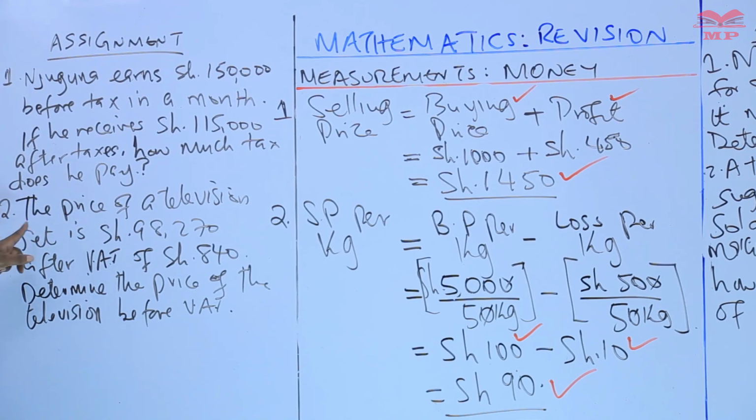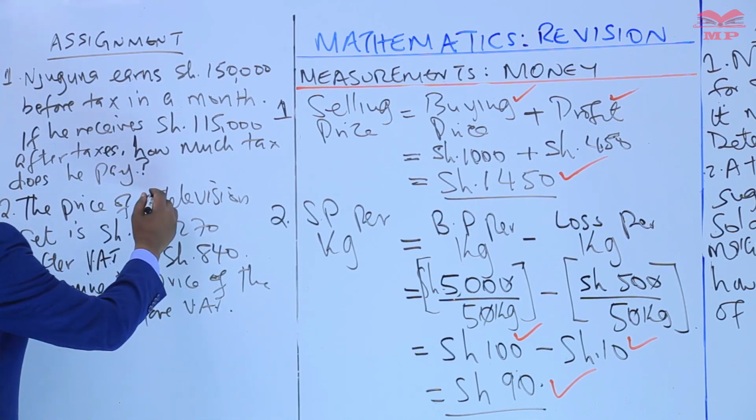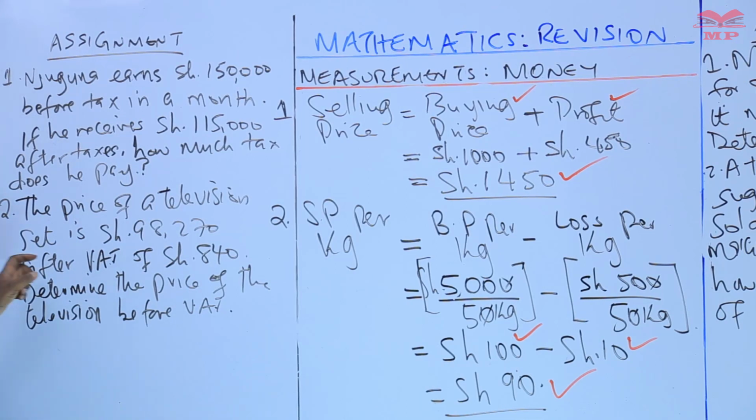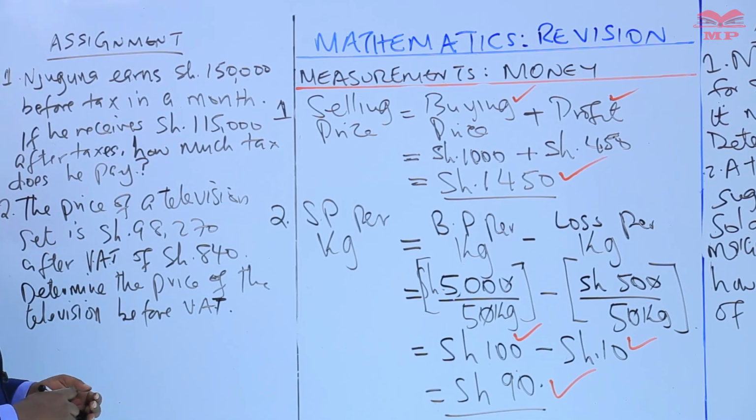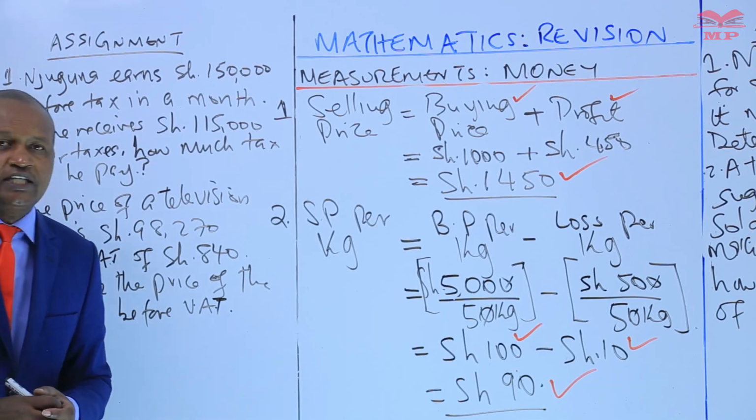Number 2, the price of a television set is 98,270 shillings after VAT of 840 shillings. Determine the price of the television before VAT.